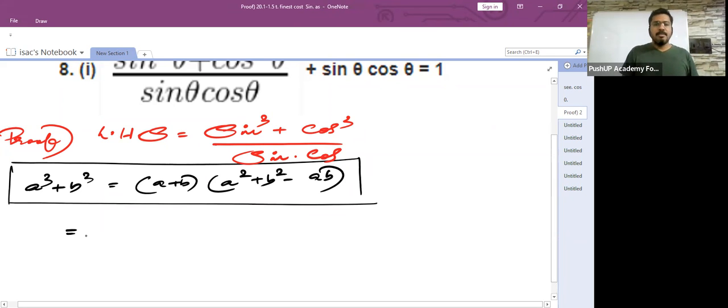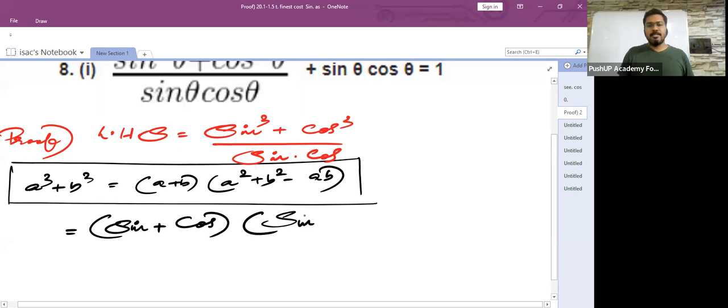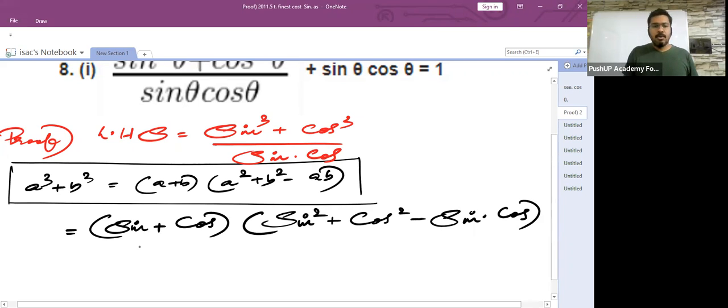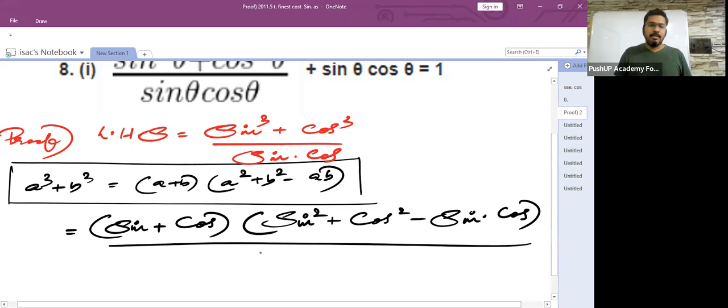So sine cube plus cos cube. Sine is a, cos is b. A cube plus b cube form. So here you will get (sine plus cos) into (a square, that is sine square, plus b square, which is cos square, minus a into b, that is sine into cos), whole divided by sine into cos.